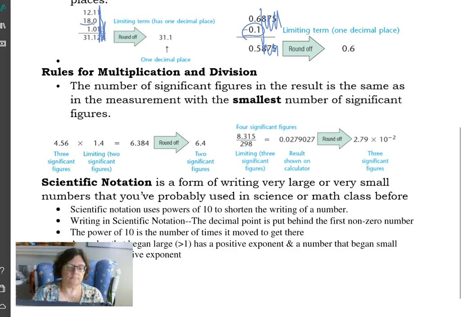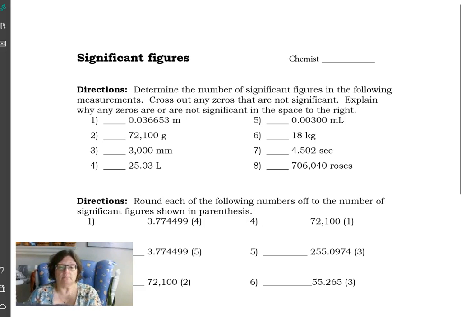All right. So we're going to take a look at this worksheet and do a few of them together. Determine the number of significant figures in the following measurements. Cross out any zeros that are not significant. Explain why they are or are not significant. If a zero isn't significant, it's because it's a placeholder. If it is significant, it's because it's helping make the number more precise.